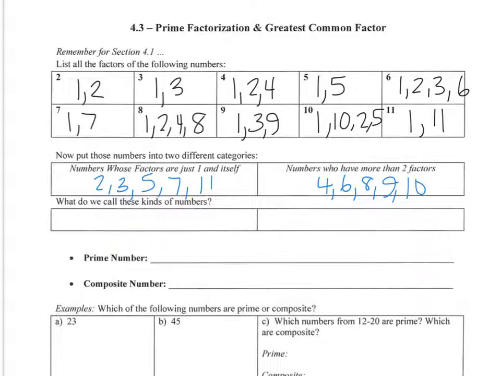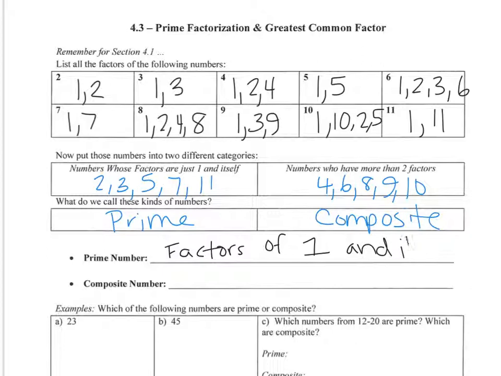Numbers whose factors are 1 and itself are called prime, and numbers that have more than two factors are called composite. So a prime number only has factors of 1 and itself. Composite numbers have factors of more than 1 and itself.